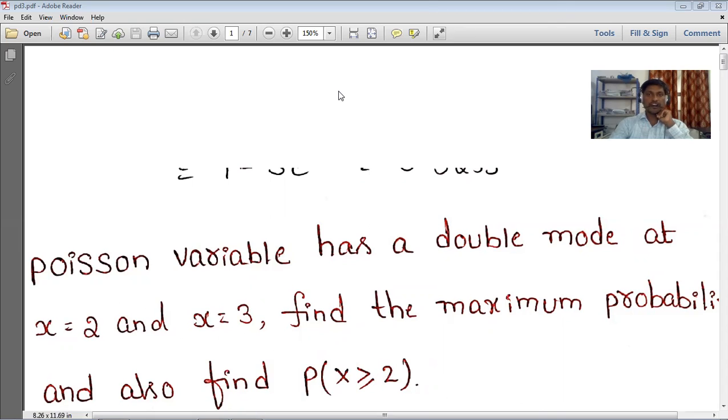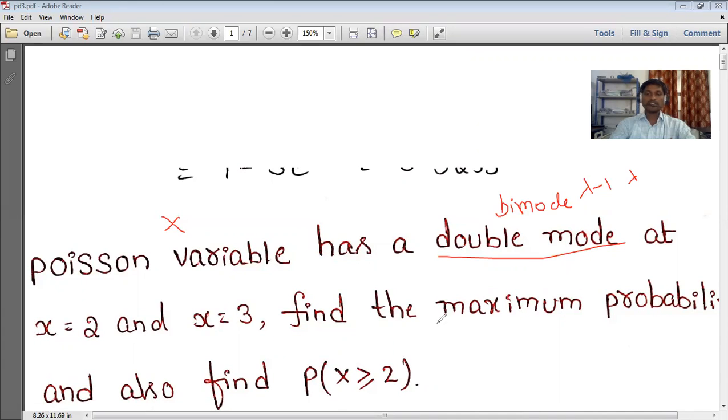A Poisson variable means a random variable capital X which is Poisson. It has a double mode, or simply we can say bimode. We already discussed this one. A Poisson distribution having a bimodal has two modes: lambda minus 1 and lambda. Here they give specific values, x equal to 2 and x equal to 3.